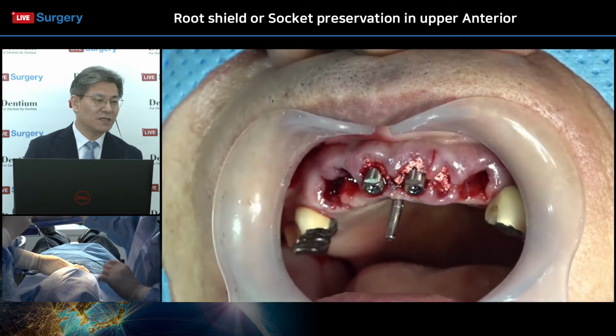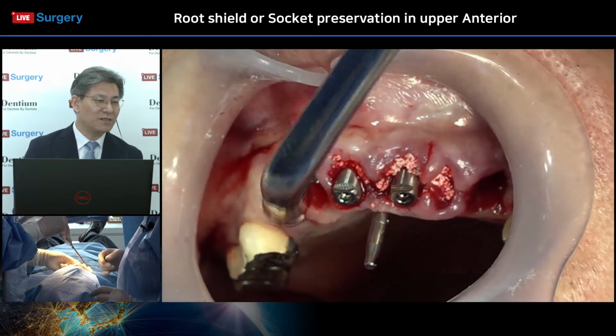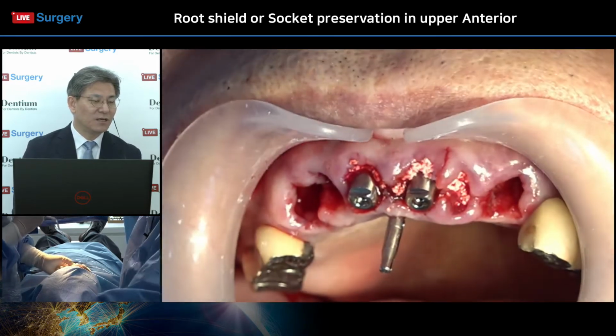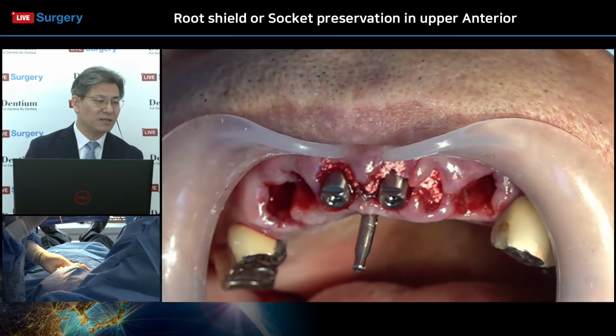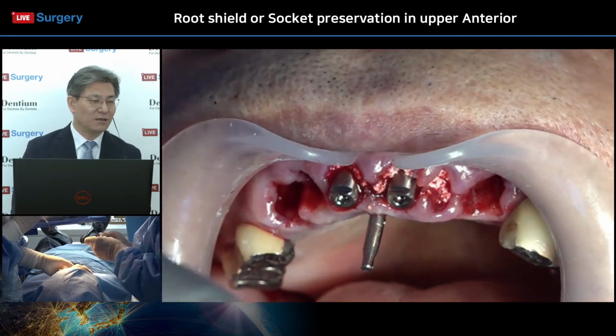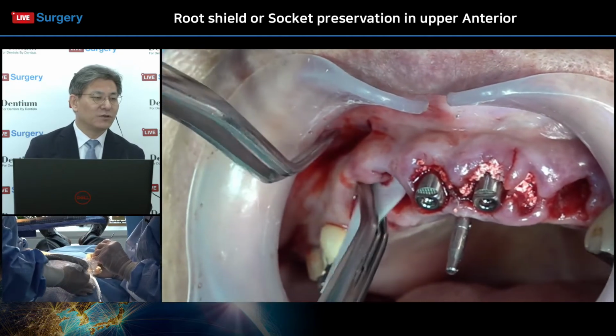Yeah, this one is the ISB, a mobility test device. Actually, a stability checking device. It can be transformed into the ISQ value.